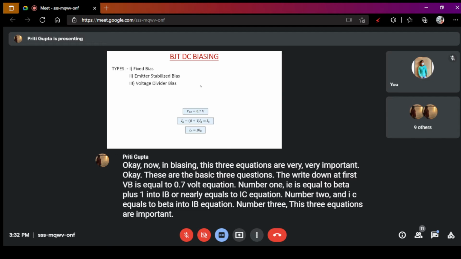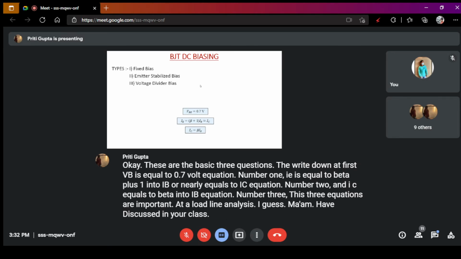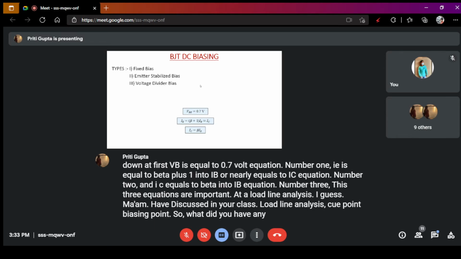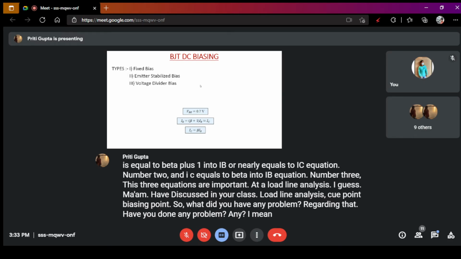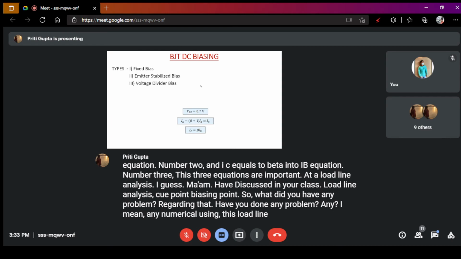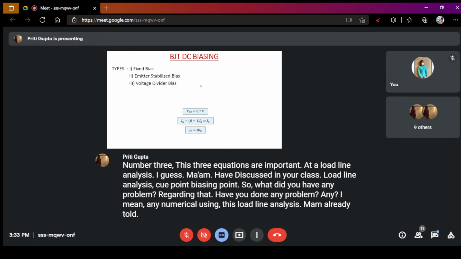Load line analysis, I guess ma'am has discussed in your class. Load line analysis, Q point, biasing point. Did you have any problem regarding that? Have you done any numerical using this load line analysis? Monideepa ma'am already told me that she has discussed this part.